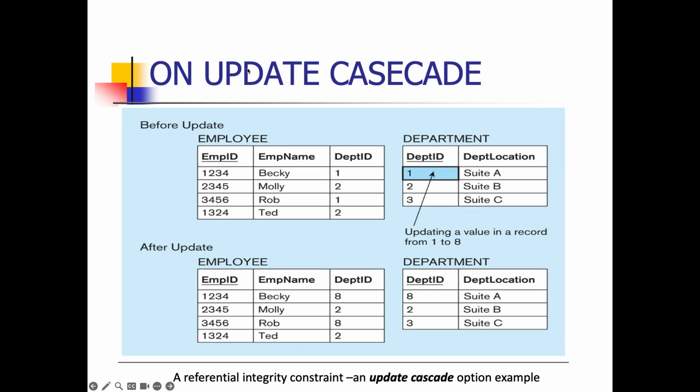Or you have update cascade. For example, you change the department ID 1, update it to 8. So what do you want to happen here? Okay.